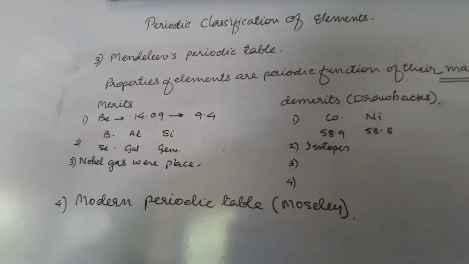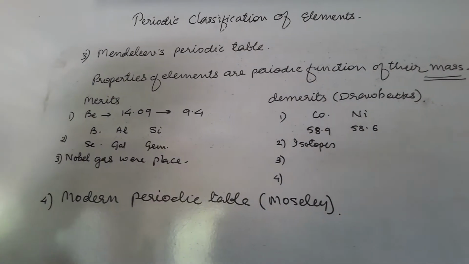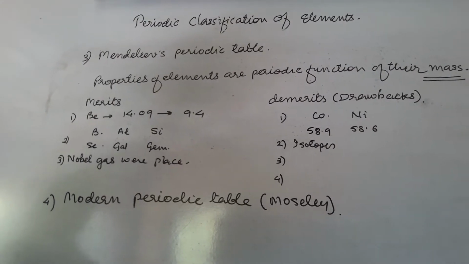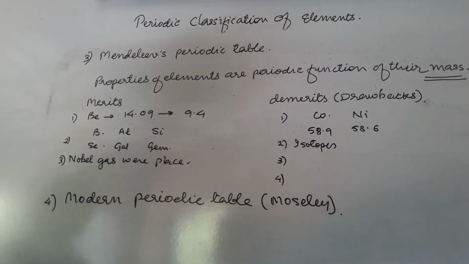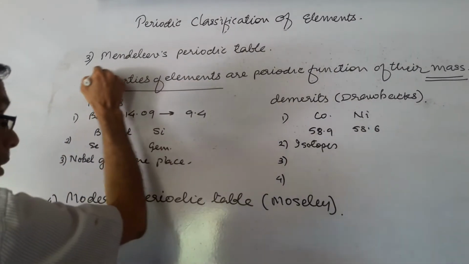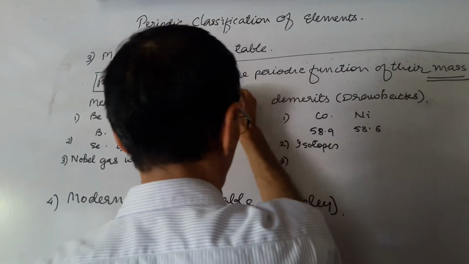But the only difference is, again, Mendeleev prepared the periodic table on the atomic mass. So again, he arranged the elements in order of increasing atomic mass, and he found that the properties of the elements are a periodic function of their atomic mass. So this is most important. This is called Mendeleev's law of periodic function.